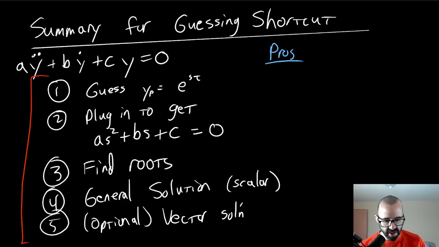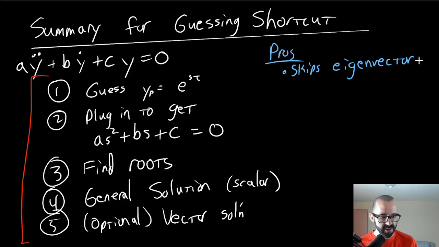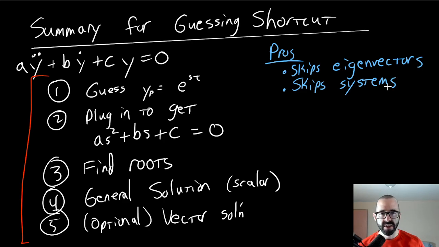of this shortcut, right? It skips finding the eigenvectors. And that's really nice, especially for complex eigenvalues. So this saves a lot of calculations, which is great. I love that. It skips systems. We didn't have to convert it into a system. We didn't have to find the system. We didn't have to deal with vector valued functions at all. Right? We only had scalar valued functions, which is nice. So these are some really, really nice pros.